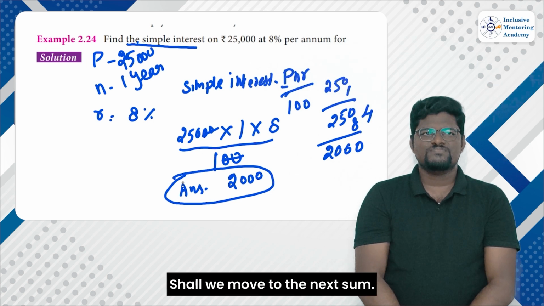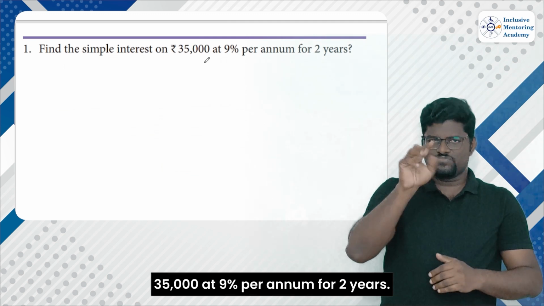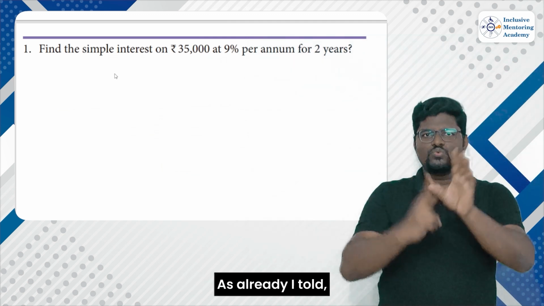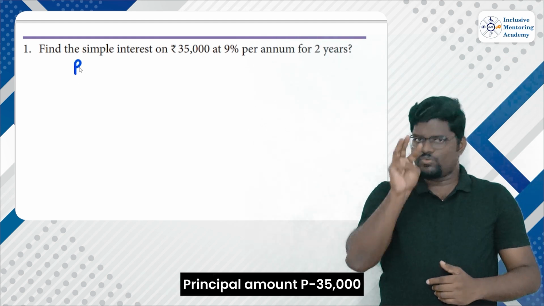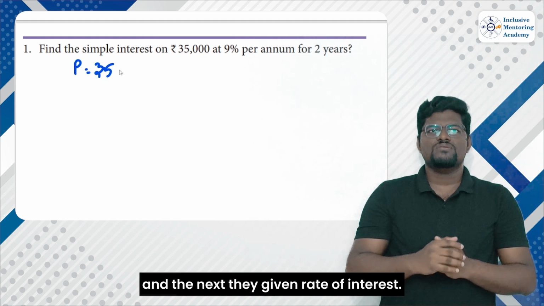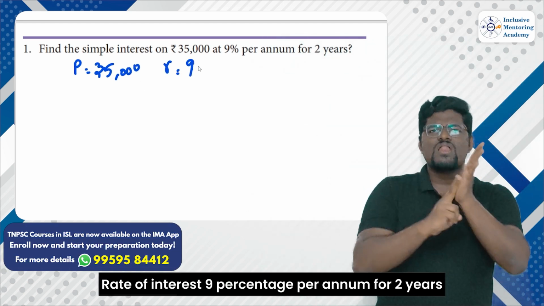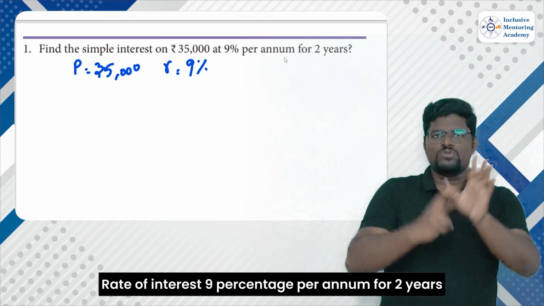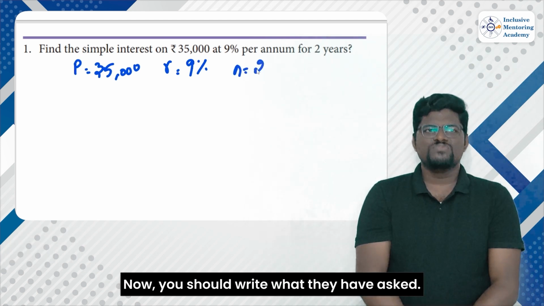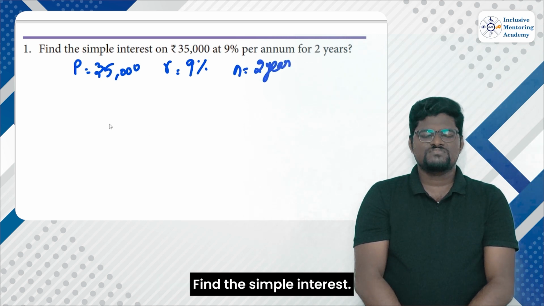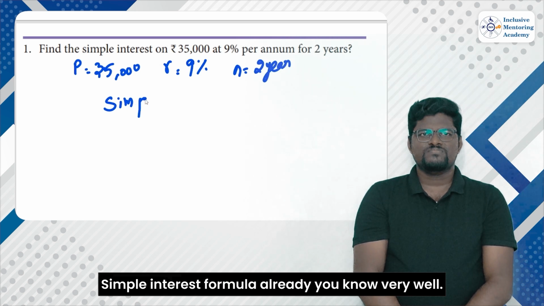Shall we go to the next sum? Find the simple interest on 35,000 at 9% per annum for 2 years. Already I told you, first you should write what they have given. Here they gave the principal amount 35,000, the rate of interest 9%, and per annum for 2 years. Years means N, they gave 2 years. Now you should write what they asked. Find the simple interest. Only simple interest they asked.